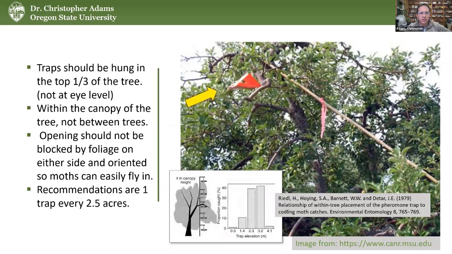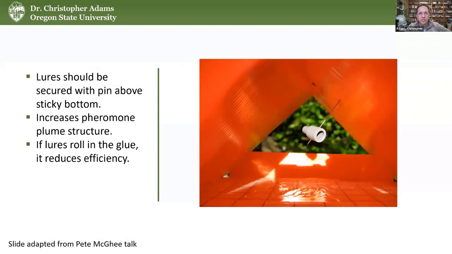Lure should be placed on a pin above the sticky bottom. This puts it up in the airflow moving through the trap and increases the pheromone plume structure. If the lure rolls around on the glue, it reduces the lure's efficiency.